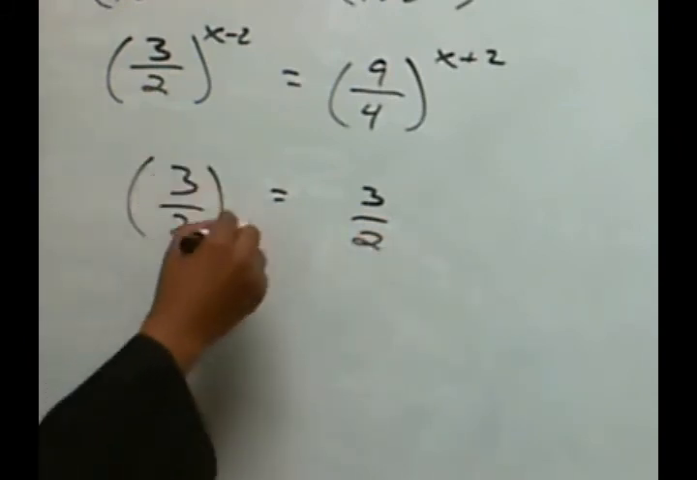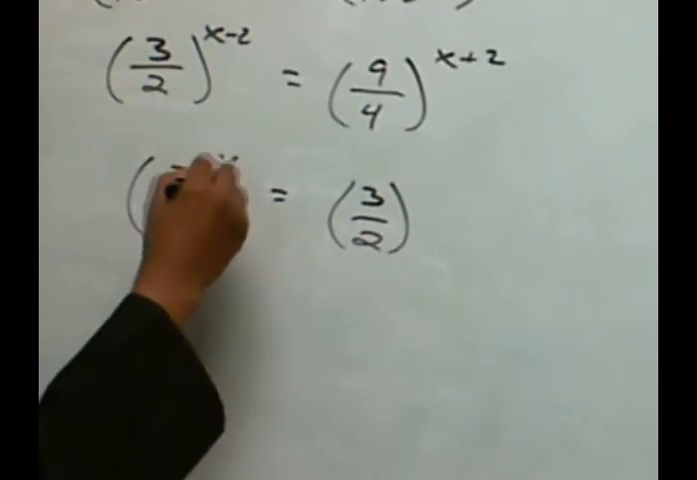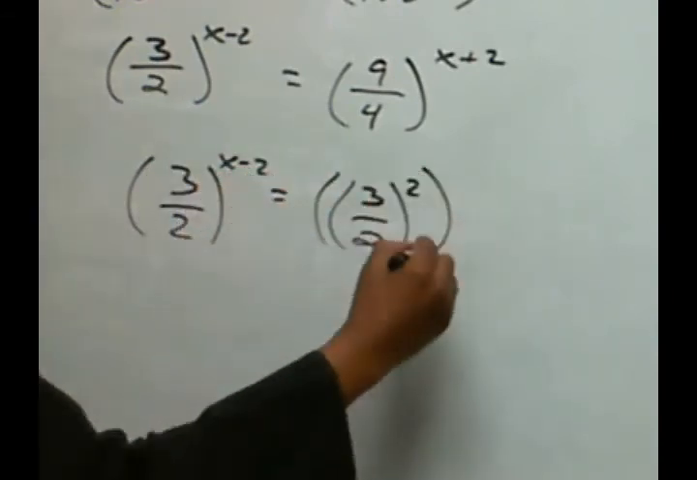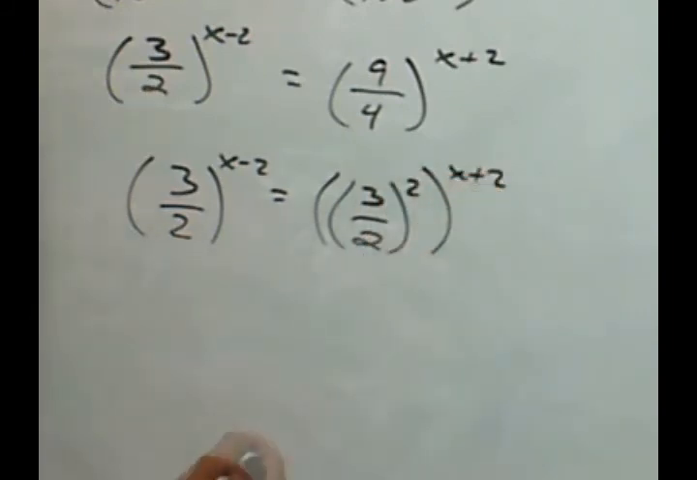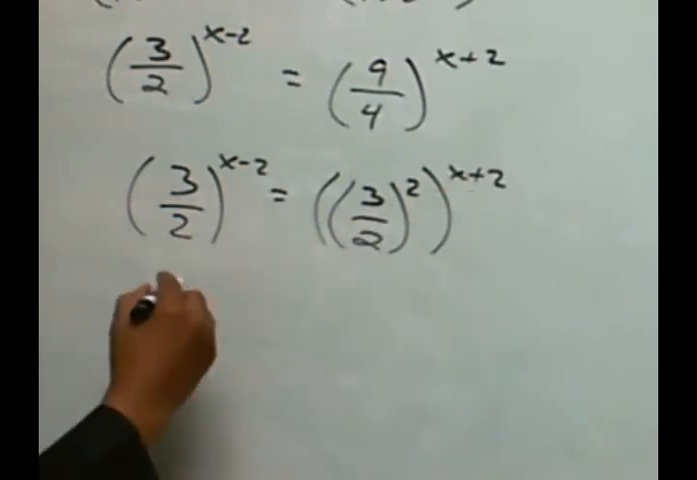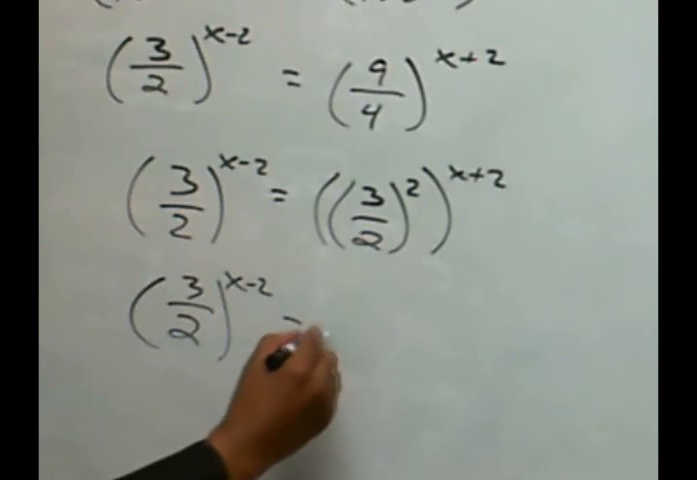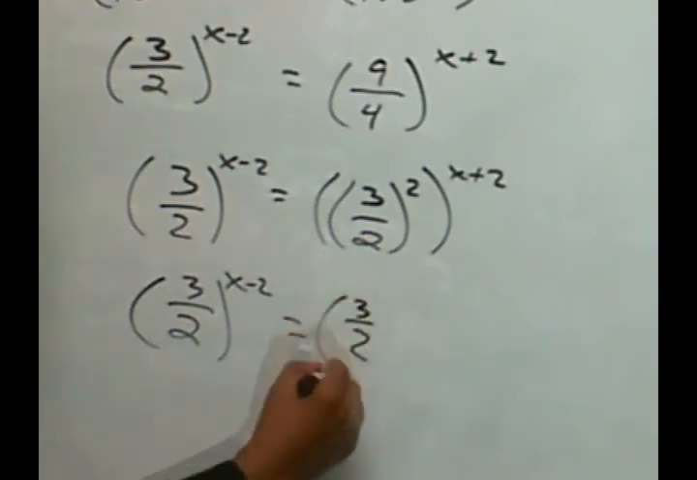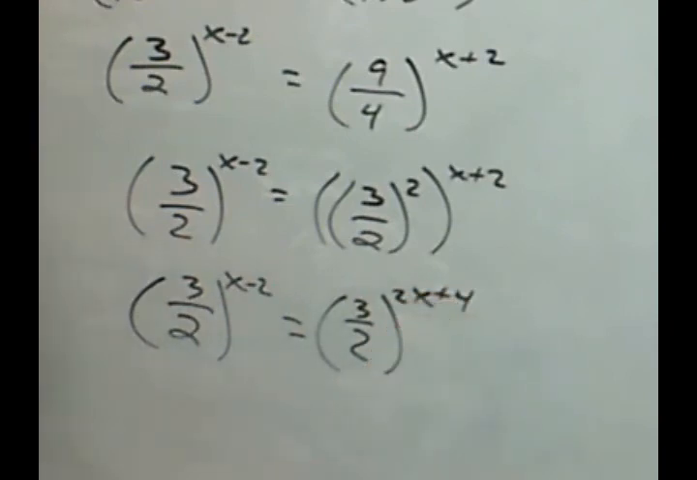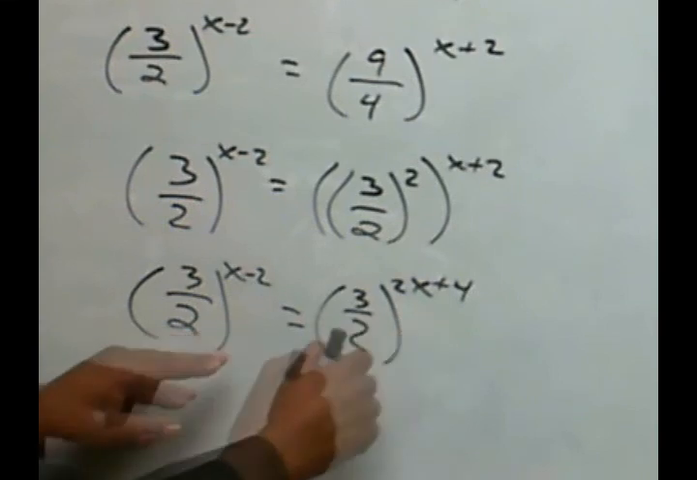Okay, so this will remain 3/2 to the x minus 2 power. This will become 3/2 to the second power, all still raised to the x plus 2 power. Okay, now I have powers raised to powers, so those will multiply. So 3 over 2 to the x minus 2 equals 3 over 2 to the 2x plus 4. Okay. Now that we have common bases, we can equate the exponents.